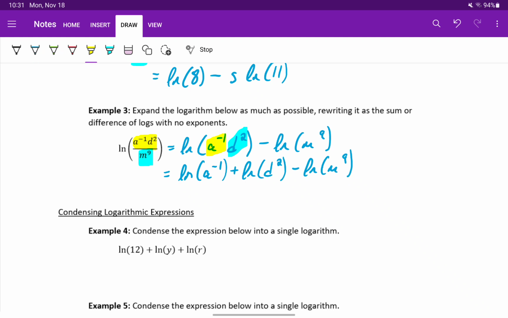Now the last thing we want is to rewrite this without any exponents. Each of these log terms has an exponent, so we'll use that same property to bring those down as a factor in front. Negative 1 will drop down as a factor in front, so that will make this negative natural log of a plus 2 times the natural log of d minus 9 times the natural log of m.